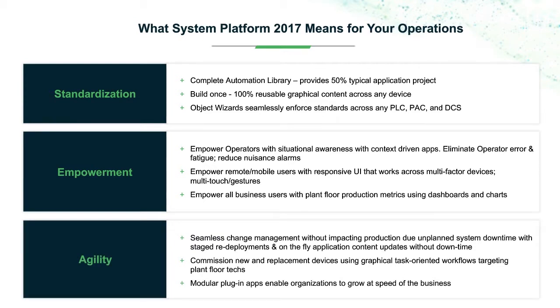When we talk about the agility and what System Platform 2017 means to you there, we talk about seamless change management without impacting production due to unplanned system downtime, with staged redeployments, and ultimately keeping your systems up while on the fly and having this content update without any downtime inside of your system.